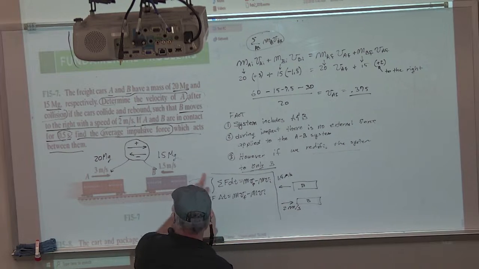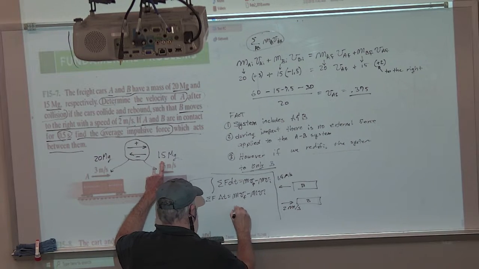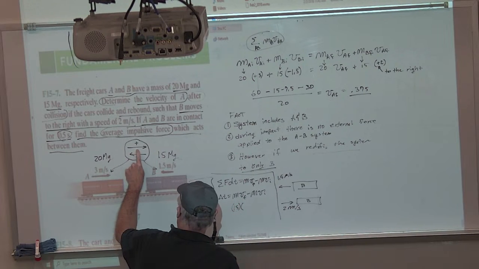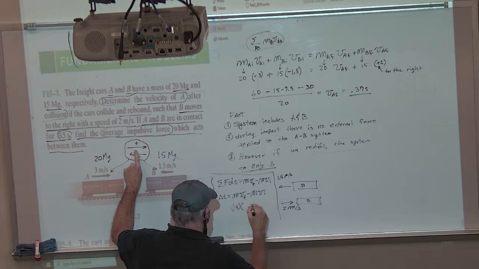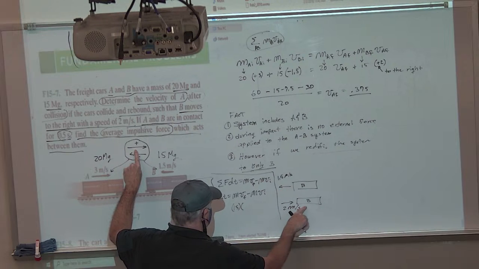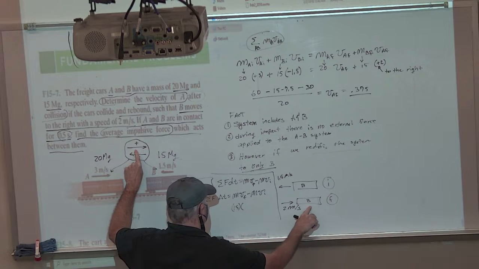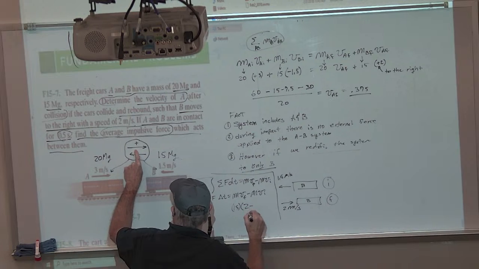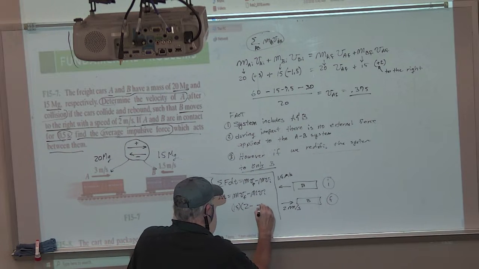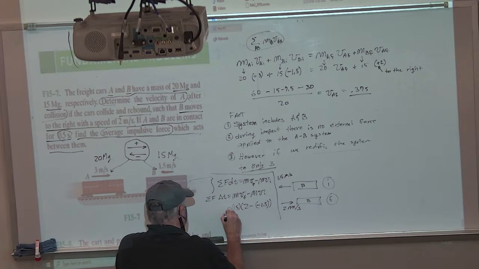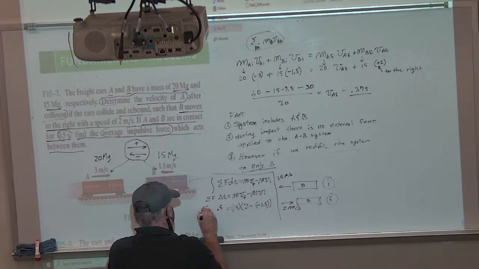Here, m_B final minus m_B initial. All I'm doing is taking this and copying it up. Now I'm realizing the forces times delta t equals m_B final minus the initial. The mass didn't change. It was 15. Now you have to keep respect of these directions. So take your final, 2, minus your initial. And this occurred over a half a second.